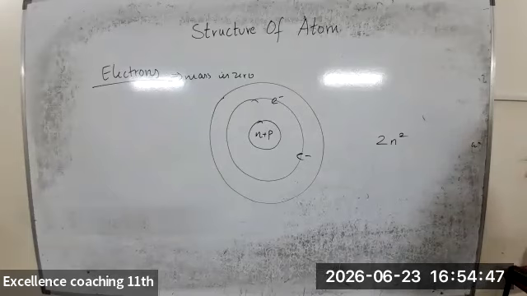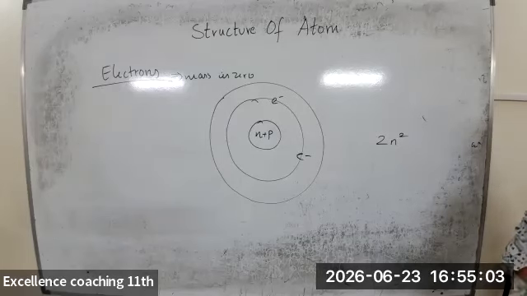Okay. First, the charge will be -1 for electrons, +1 for protons, and for neutrons, no charge. So you just have to remember the charge is -1, +1, 0. Masses, you'll have to remember the last row itself. Okay. Approximate mass. That's it.